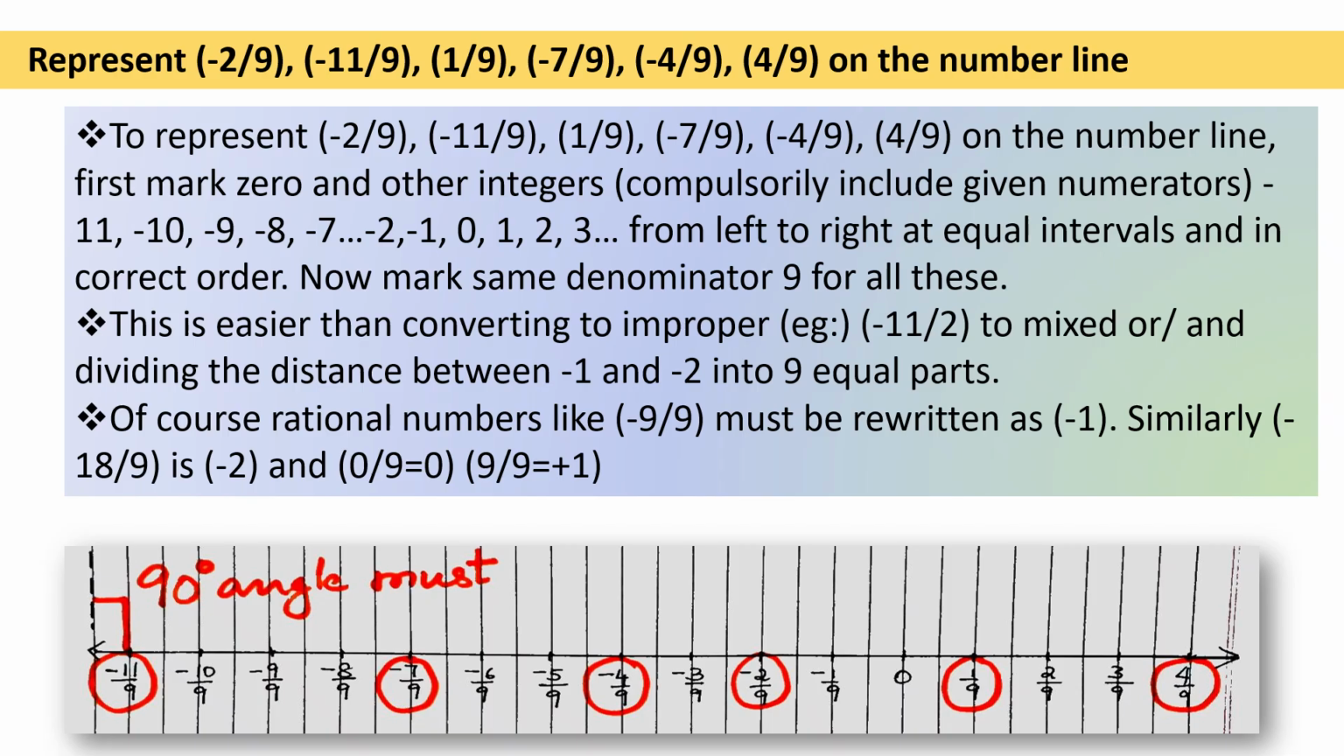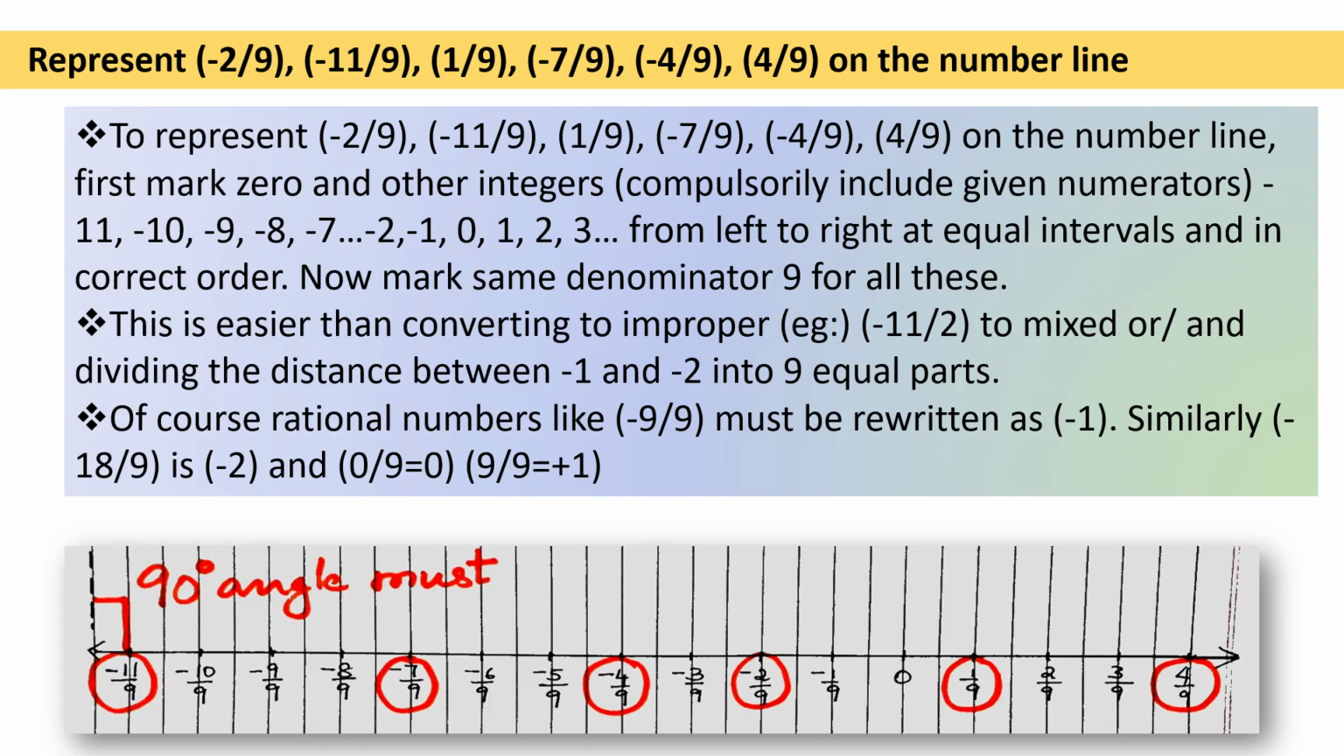See, the example here is to represent minus 2 by 9, minus 11 by 9, 1 by 9, minus 7 by 9, minus 4 by 9, 4 by 9, etc. on the number line. See how the page is used. It is turned by 90 degrees, and ensure that the L shape is making 90 degrees, and then continue before marking the number line as well as the markings on the number line.